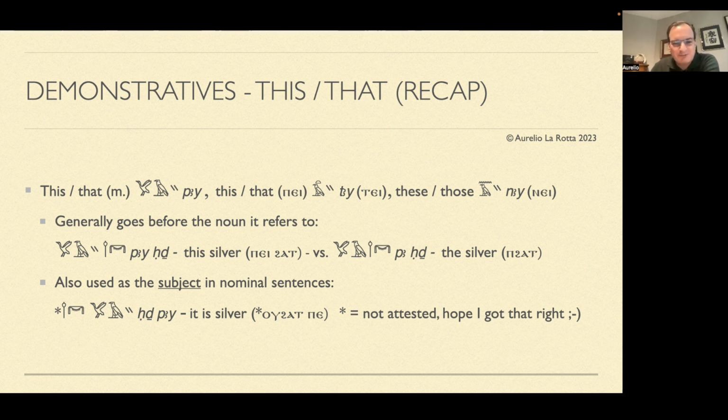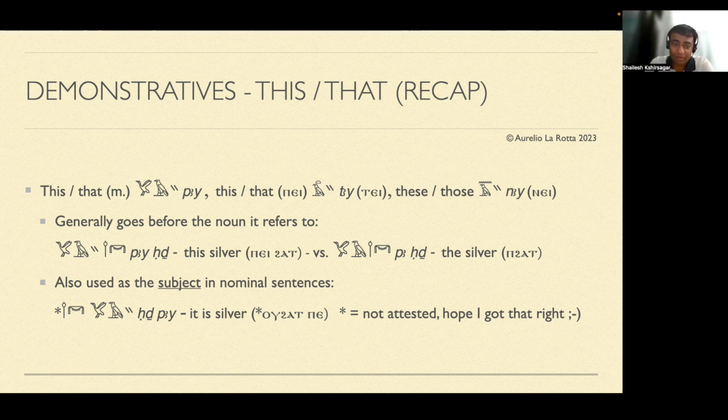So the demonstrative comes before the noun it refers to, and could mean this silver or that silver. That's really something you need to determine from context. And you can also use these pronouns. We have seen them as a subject in nominal sentences of the third person. So if you want to say, this is silver, you would say, chach pai. Just like we had before, chisim pai, it's a dog. Chach pai would be, this is silver, or it is silver. Any questions on that one before we go on?